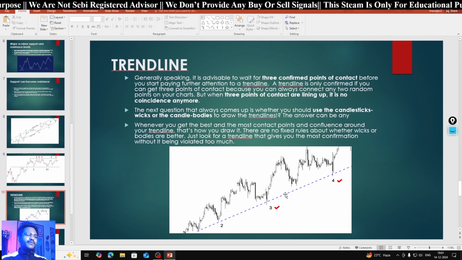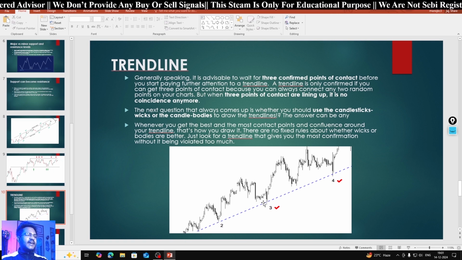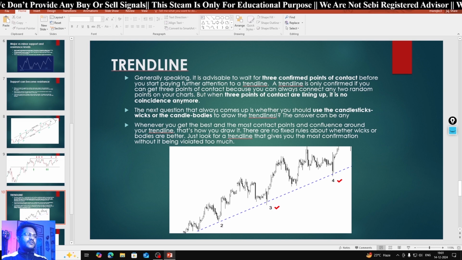So when you draw a trend line, minimum you have to find 3 touch points. Only then is the trend line actually valid. And one more thing, you'll have one more question also. That is whether I should consider this candlestick. When you draw a trend line, whether the candlestick should be touching the wick or the body. It should be touching wick or body.